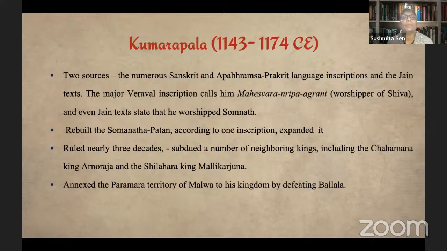And his son Kumarapala, there are two sources: numerous Sanskrit and Prakrit language inscriptions, and the major Viraval inscription speaks of him as Maheshwara Nripa Agarani, the worshipper of Shiva. Even the Jain texts call him an ardent worshipper of Somnath and Shiva. He rebuilt the Somnath Patan according to one inscription, and elaborated it with beautiful sculptures and expanded it also. He ruled for three decades and subdued a number of neighboring kings, including the Chahmanas of Nandol, Arno Raja, and the Silahara king Mallikarjuna. He annexed the Parmara territory of Malwa by defeating Ballala.